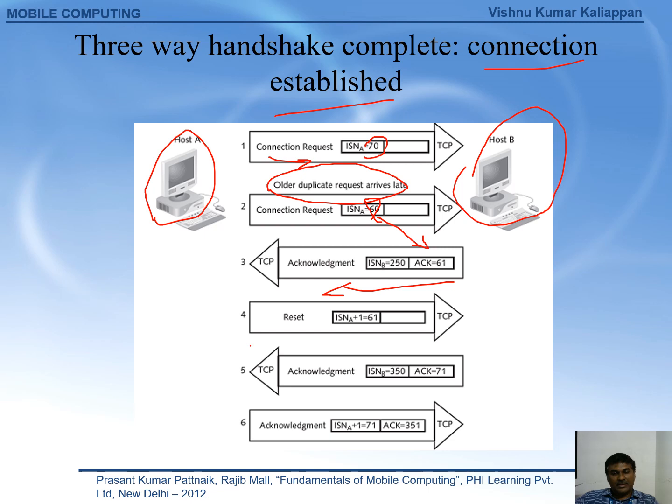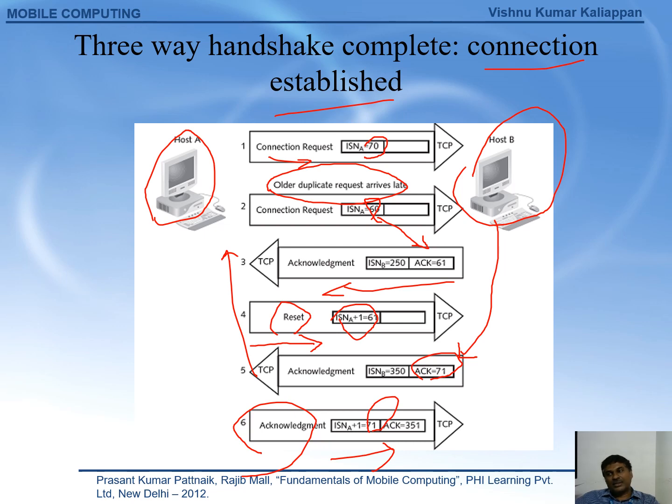And once that is done, the host will send back reset information, because the previous packet 70 request has not been received and its acknowledgement has not been received, so it will give reset information. Once the reset information is given, host B will send back an acknowledgement of 71, because this is the previous acknowledgement. Then host A will send back an acknowledgement for 71. So this is how a connection establishment is done, and miscommunication has been completely eradicated using TCP/IP.